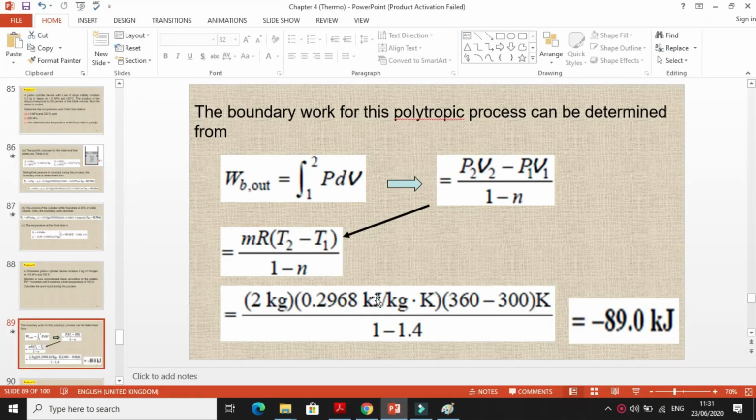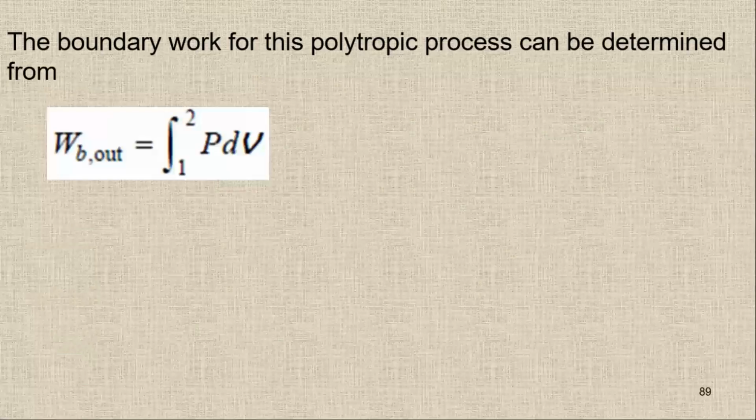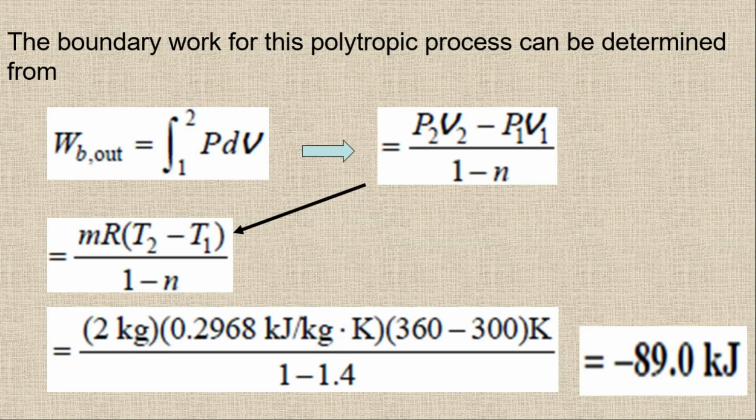I'm just going to put the value of R here. With the mass of 2 kg, the R value is 0.2968, then T2 minus T1, so 360 minus 300, and then 1 minus 1.4. Because we have 1 minus 1.4, you'll get a negative answer, because it is a compression process or input work. This negative sign shows that we have the compression process. So we have minus 89 kilojoule, which is the compression work. So this is the solution for this question.